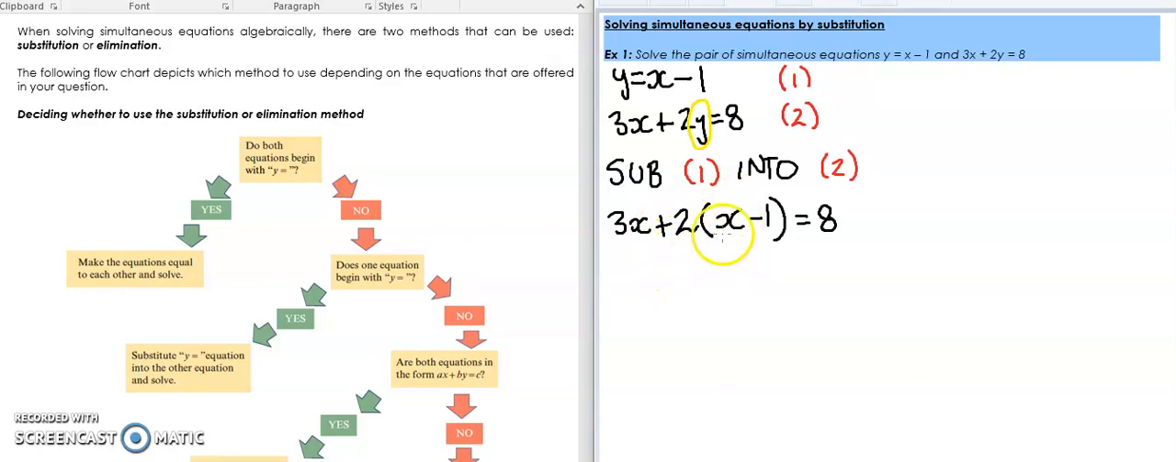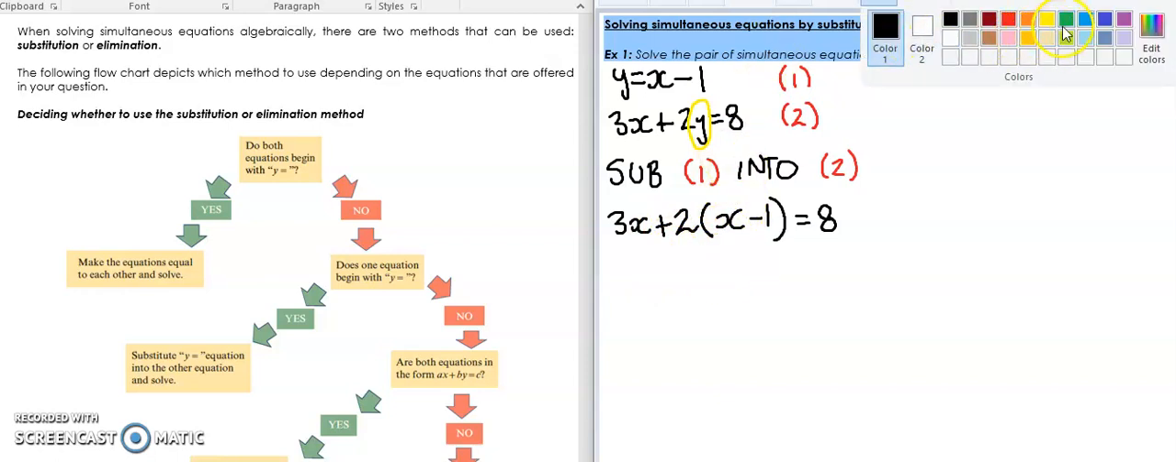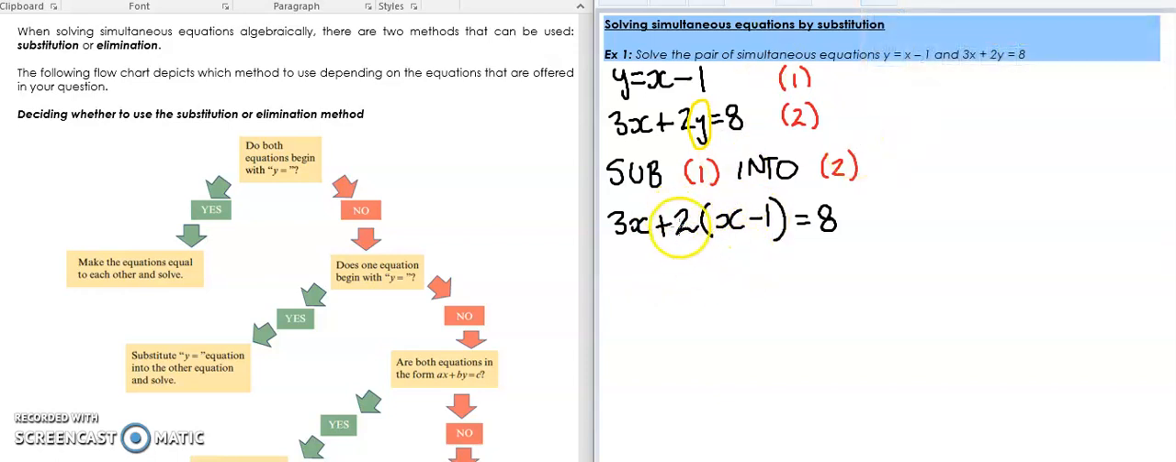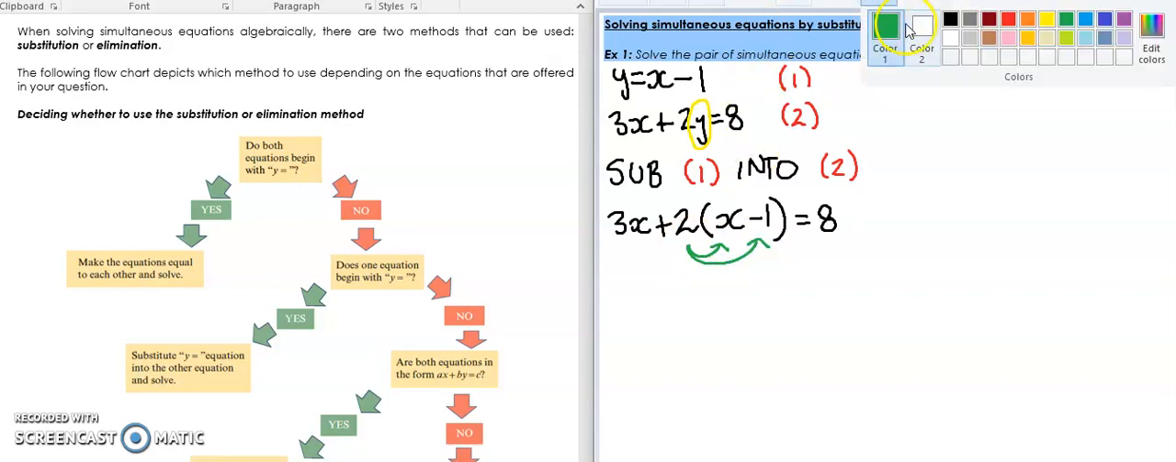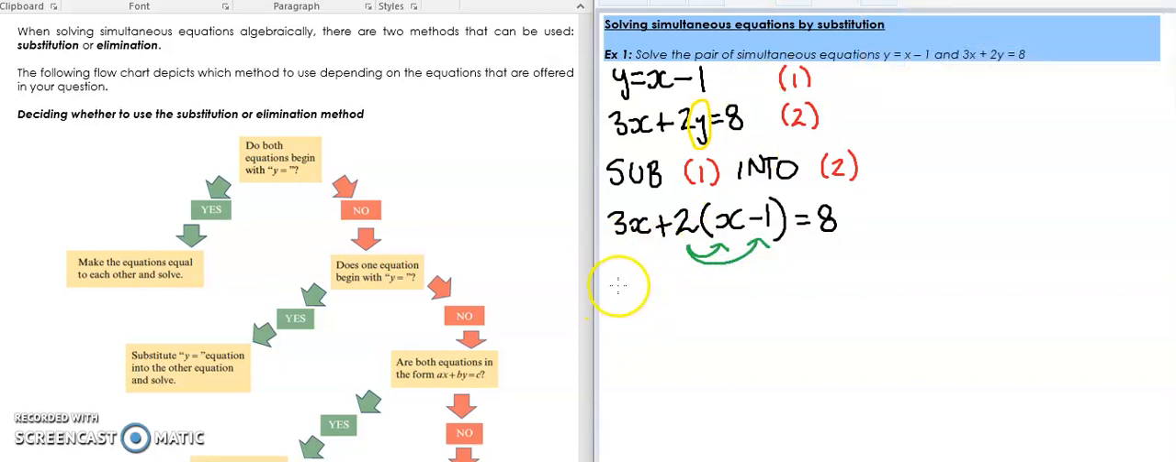So the first thing we need to do is expand that bracket, because 2 is on the outside of the bracket here. Remember the expanding rules that we did in the previous class? We're going to do that. Right, so the first part, 3x, is still going to be the same. Plus 2, and x is being multiplied. So we're going to be writing 2x, because 2 times x is 2x.